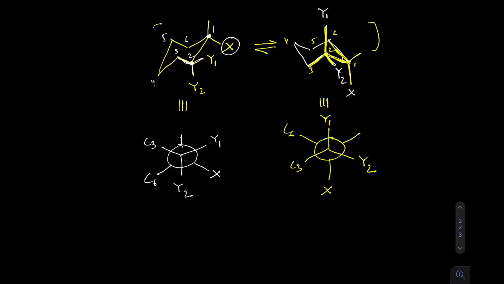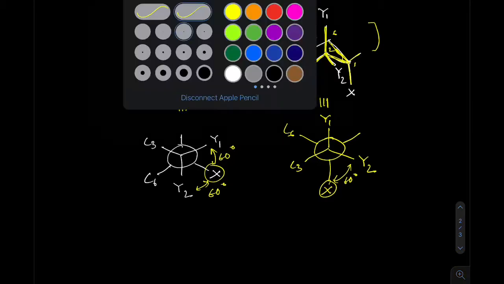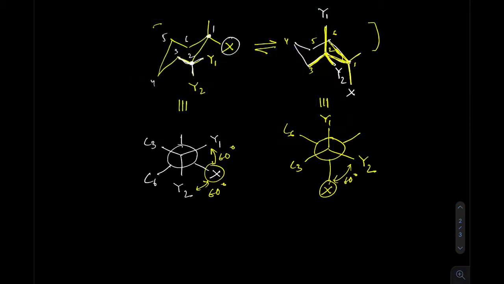In this case you can see the angle between X and Y1 is 60 degrees, and the angle between X and Y2 is also 60 degrees. In the flipped case, the angle between X and Y2 is 60 degrees, but X and Y1 is 180 degrees. Now let us explain that elaborately.